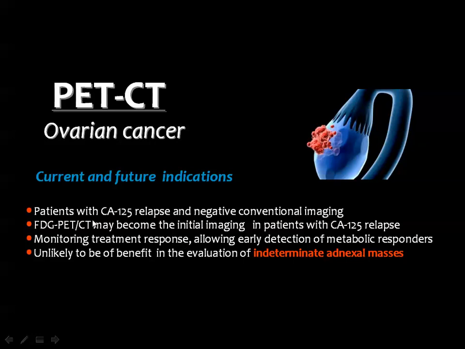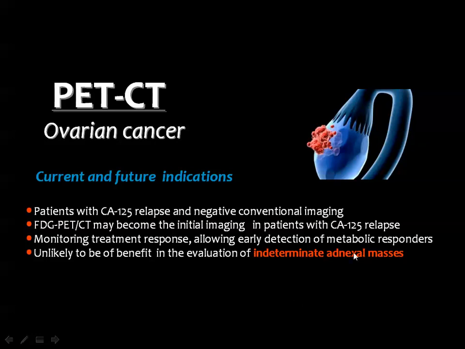And what is the value in ovarian cancer in particular? This is very important in patients with high or increasing tumor marker CA125, in the setting that the conventional imaging did not show evidence of local disease recurrence. Then some of the literature says that PET-CT can be used as an initial and the only way for evaluation of ovarian cancer recurrence in the setting of increased tumor markers.